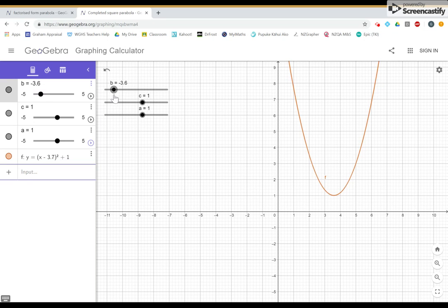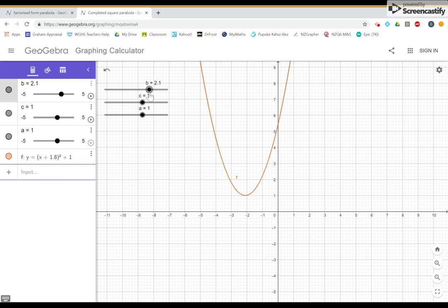Important point to notice that as my number becomes negative, my graph moves to the right, and as my number becomes positive, my graph moves to the left. That's because whatever's inside the bracket has the opposite effect, so it goes to the left when it's positive and to the right when it's negative.